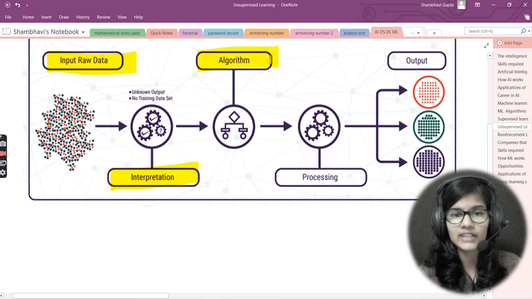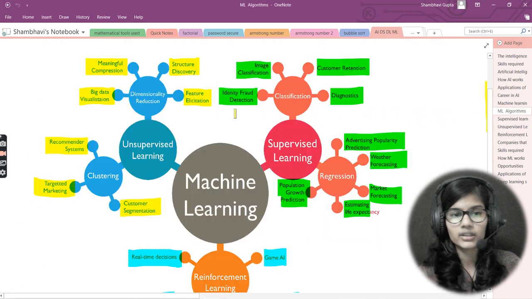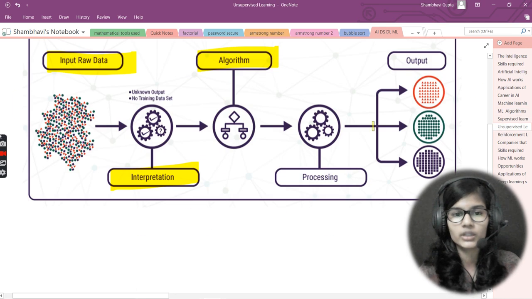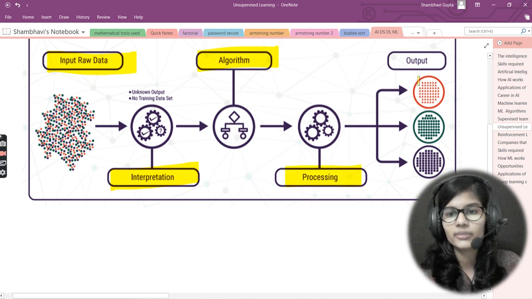Fine. After that, the third step is applying the algorithms. So for unsupervised learning, what algorithms do we have? We have clustering and dimensionality reduction, right? We will apply whichever of these best suits. After that, you process your data, and then you get your data in three formats: the first is your triangles, second your circles, and third your squares.